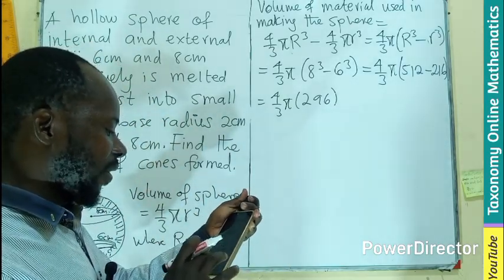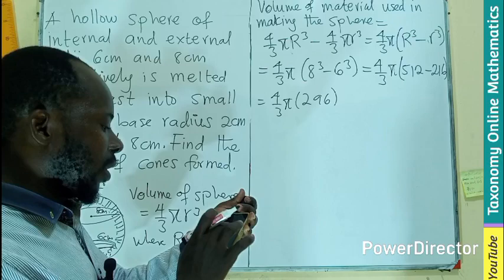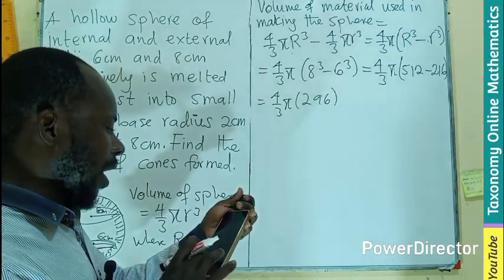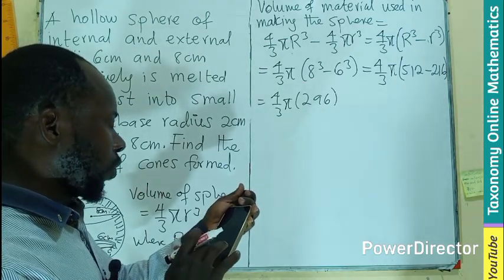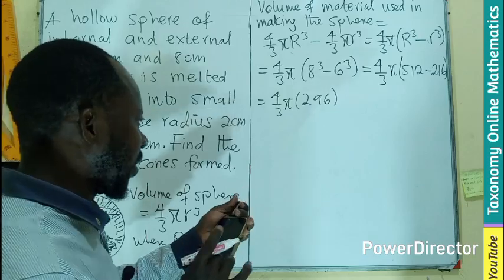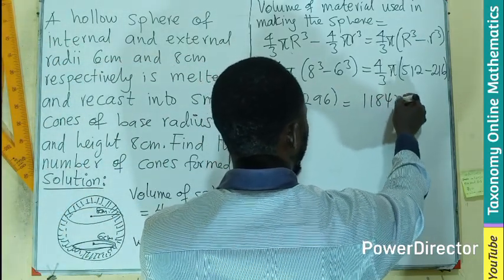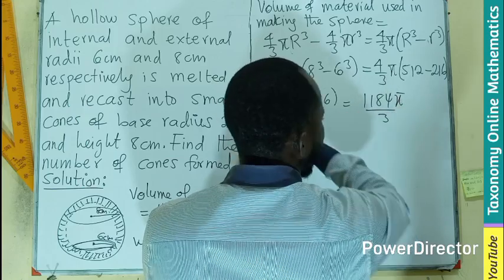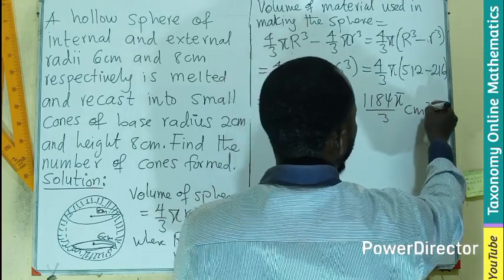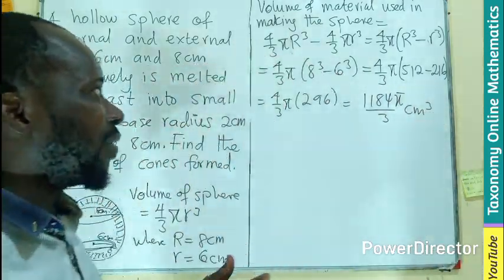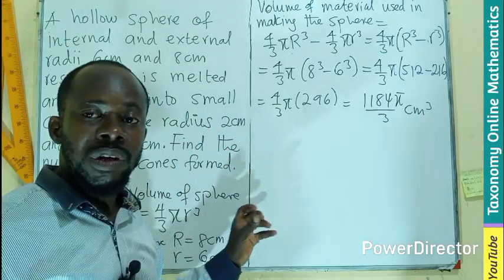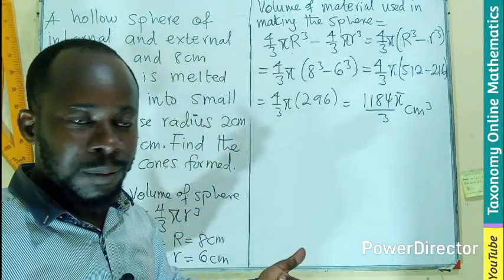Let's check whether that is divisible by 3 first. It's not divisible. So 4 times 296, that should be giving us 1184 pi divided by 3. Remember volume, so centimeter cube. This is the volume of material used in making the sphere.